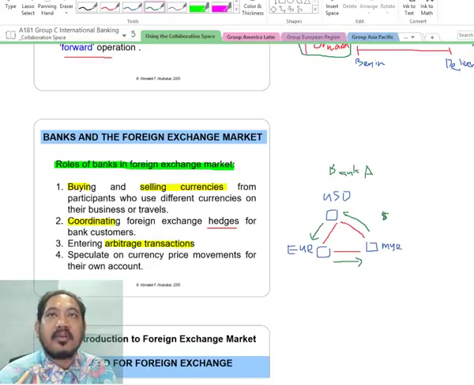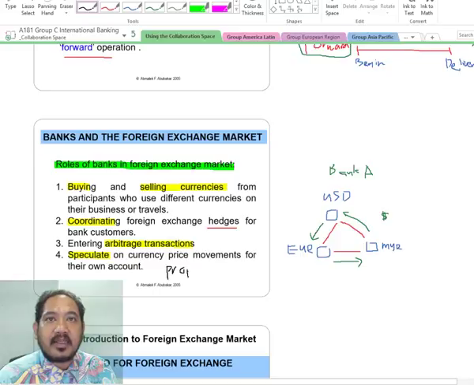And also, banks speculate on movements. This is what we call proprietary trading.